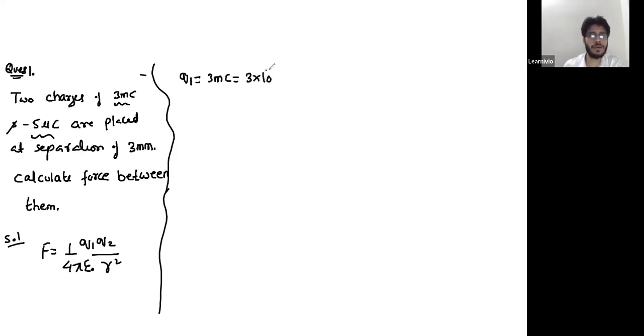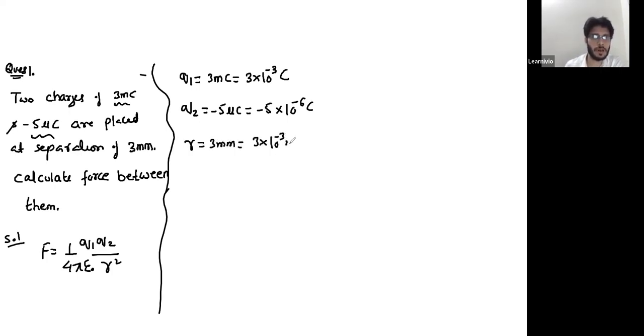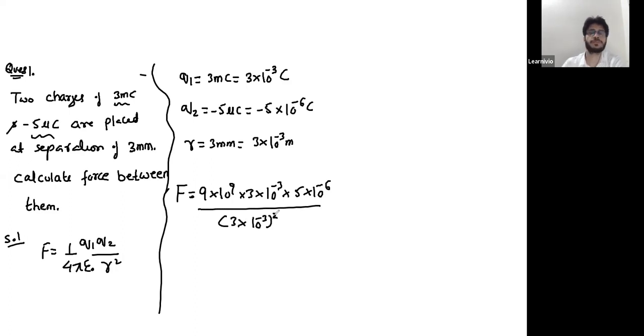Millicoulomb means that's 3 into 10 raised to the power minus 3 coulomb. The second one is minus 5 microcoulomb, which is minus 5 into 10 raised to the power minus 6 coulomb. The separation between them is 3 mm, which is 3 into 10 raised to the power minus 3 meter. If I substitute these values, here 1 over 4 pi epsilon naught is simply 9 into 10 raised to the power 9. Q1 is 3 into 10 raised to the power minus 3. Q2 is 5 into 10 raised to the power minus 6 divided by R square, which is 3 into 10 raised to the power minus 3, the whole square.